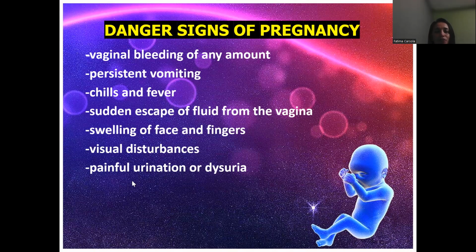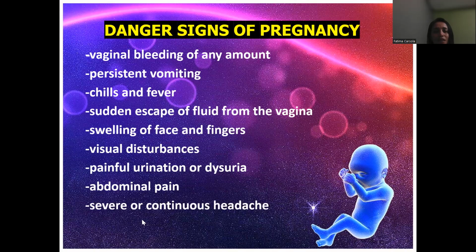And painful urination or dysuria could be a sign of UTI, and that could predispose the woman to preterm labor. Abdominal pain, particularly epigastric pain, is a sign of high blood pressure. Severe or continuous headache that is not relieved by analgesic is a sign of high blood pressure.